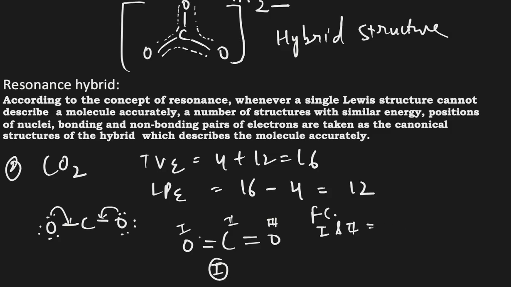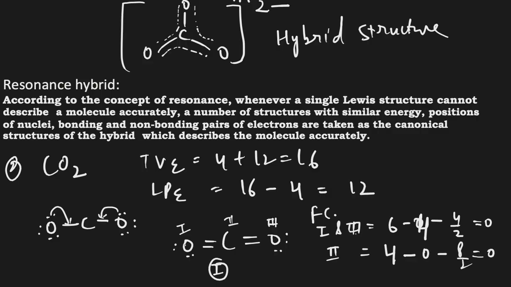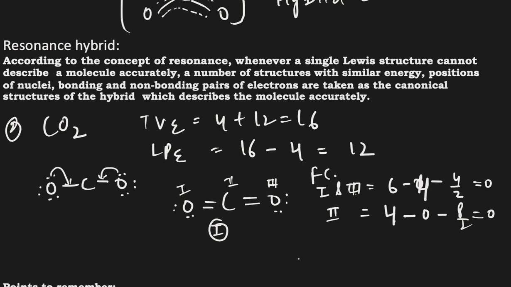So the charge on the oxygen would be 6 minus 4 minus 4 divided by 2. It will be 0. And in case of the third, carbon, it will be 4 minus 0 minus 8 divided by 2, that is 0. So each of these atoms doesn't have any charge. So this is one of the expected structures.